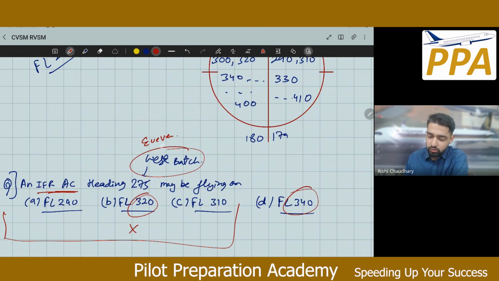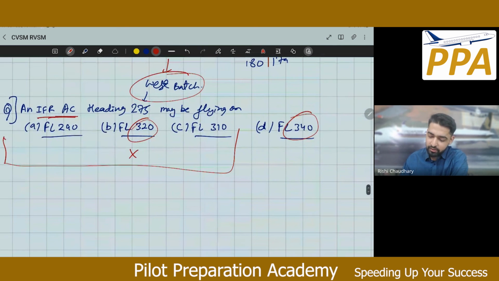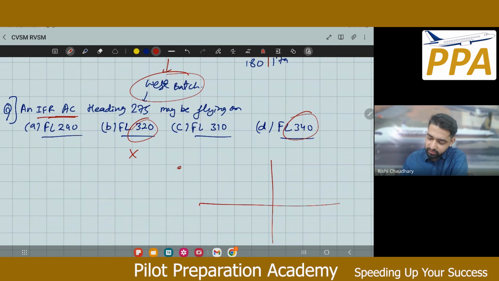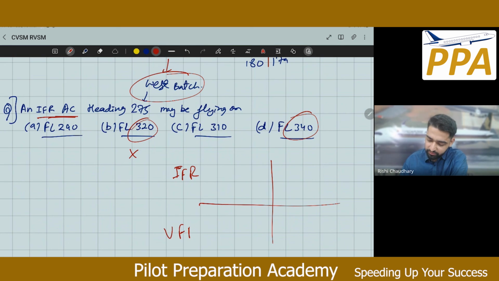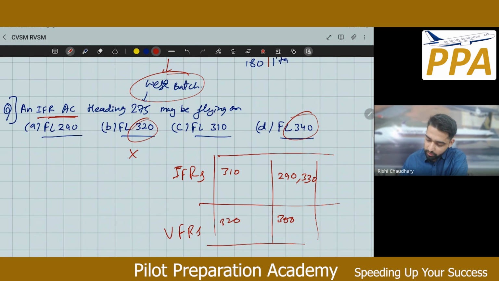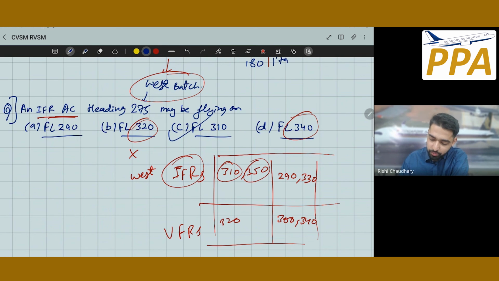So if we assume it to be default CVSM, we can again say that this is west batch and IFR, right? So we can again make a box. We can say this is IFR and these are VFRs, IFRs, right? And both are IFR here. So what I can say, I can start with 290. This is 290, 300, 310, 320, 330, 340, and 350. So what I can say, 310 and 350 are in IFR west batch. So what should be my answer? My answer should be this.